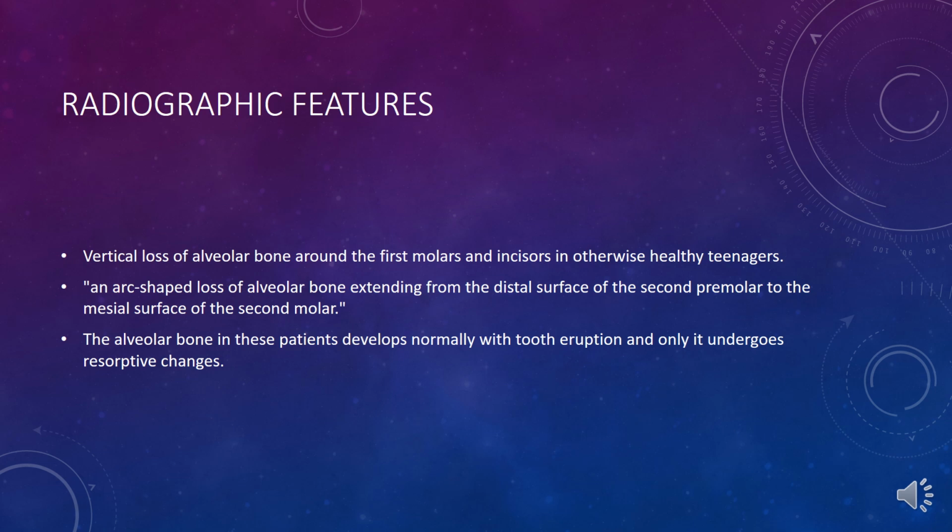Radiographic findings include an arc-shaped loss of alveolar bone extending from the distal surface of the second premolar to the mesial surface of the second molar. The alveolar bone in these patients develops normally with tooth eruption and only then undergoes resorptive changes.